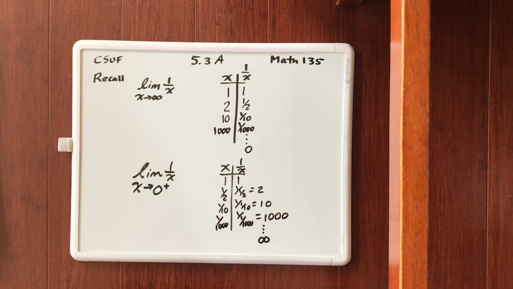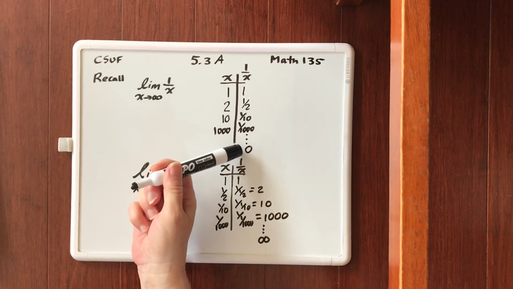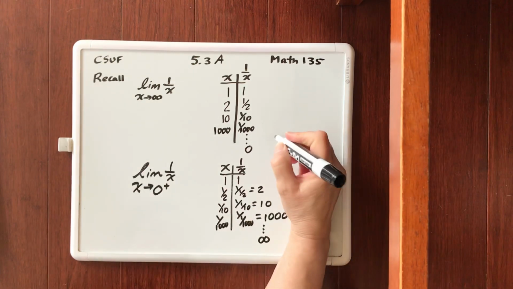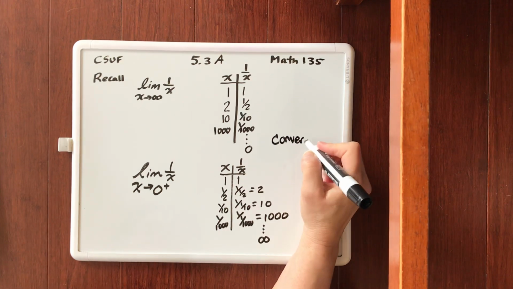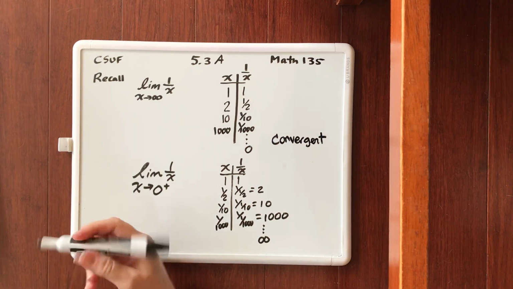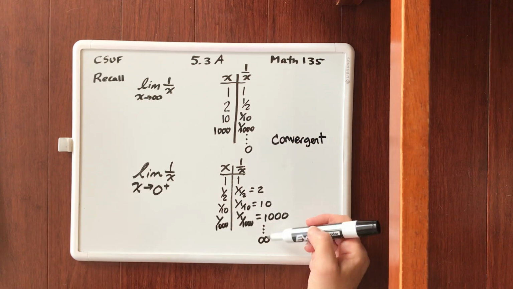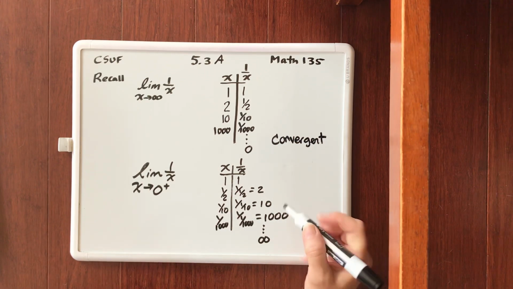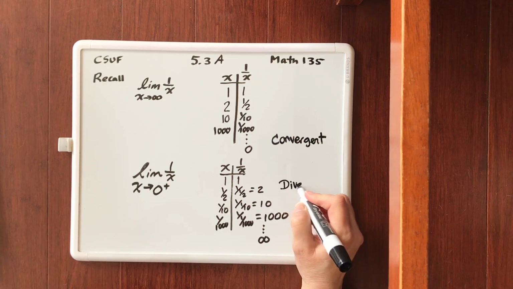Okay? Now when we take the limit and it goes towards a number, we say this is converging. So I'm going to say this is convergent. And when it's going towards infinity, we say this is diverging. And I'm going to say this is divergent.